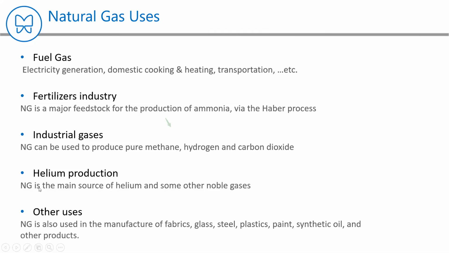Natural gas is the main source of helium. So, for example, in some natural gas plants, the helium percentage could be relatively high, 2–3%. And the helium will be extracted from natural gas to be used later for many reasons.